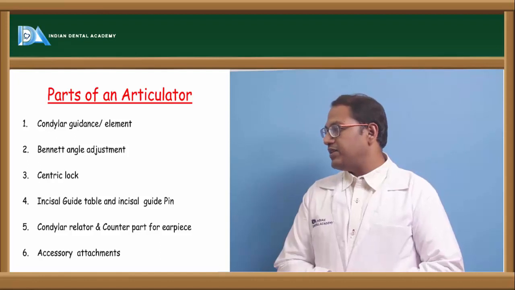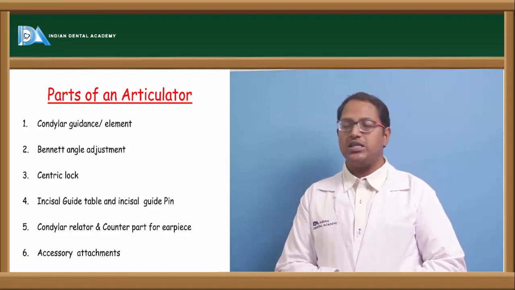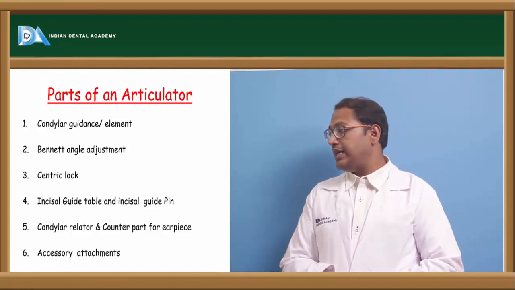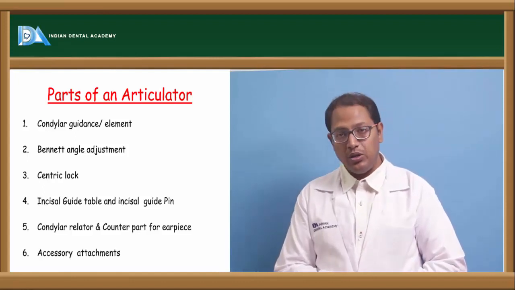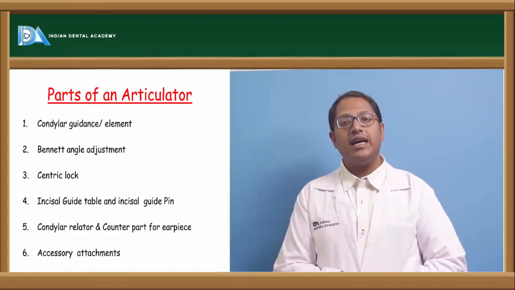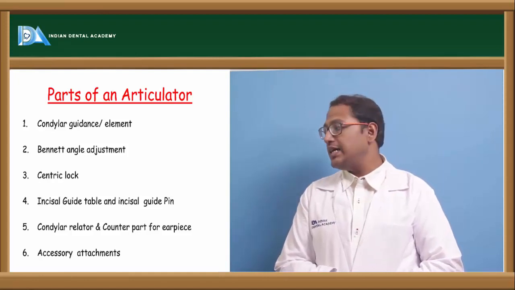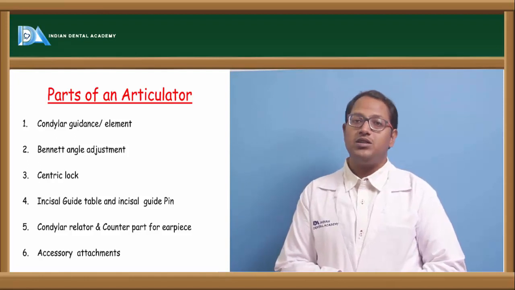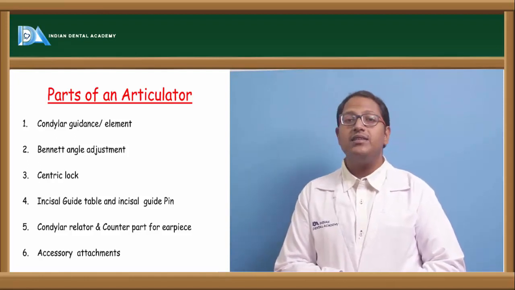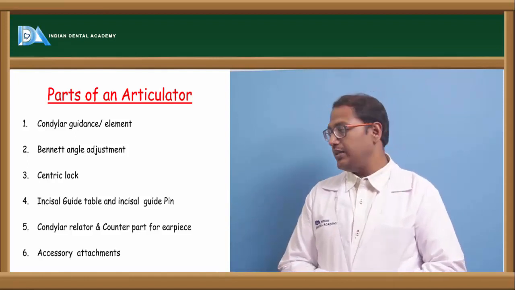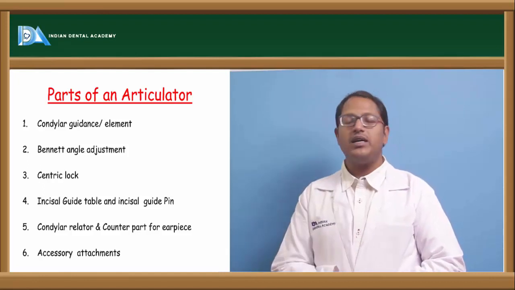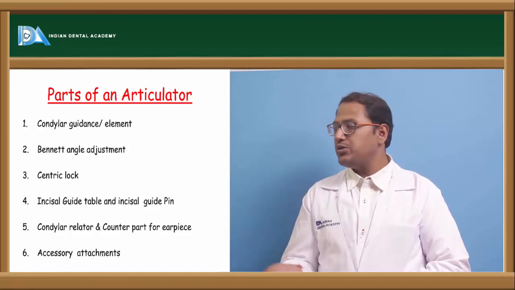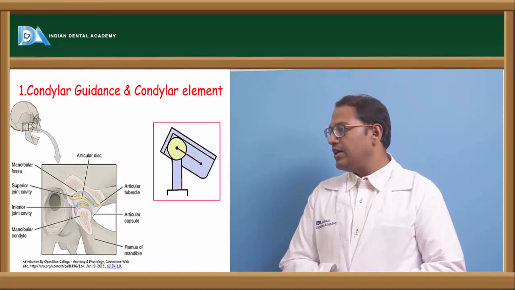Coming to the parts of an articulator. What are the different parts of an articulator? We have condylar guidance, we have Bennett angle adjustment, we have a centric lock, we have an incisal guide table, we have an incisal guide pin, we have a condylar relator, a counterpart of an earpiece, and we have accessory attachments in a particular articulator. These are all parts of an articulator, especially for Hanau articulators, which are widely used by prosthodontists. Let's see one by one.